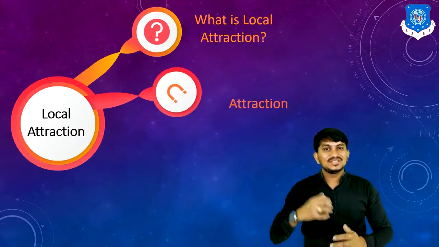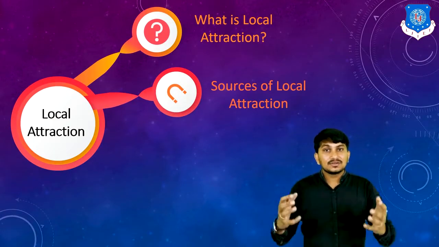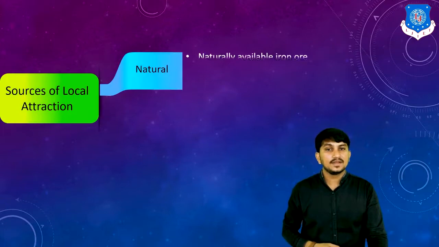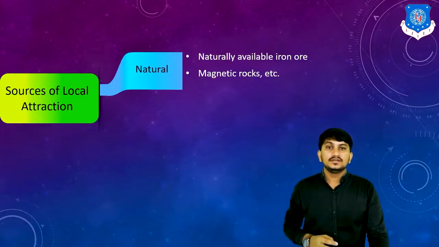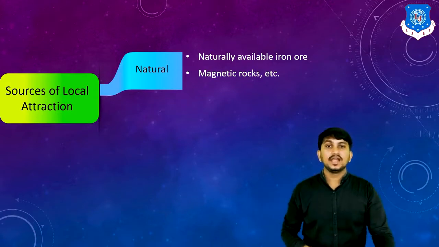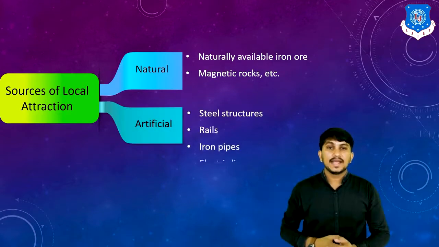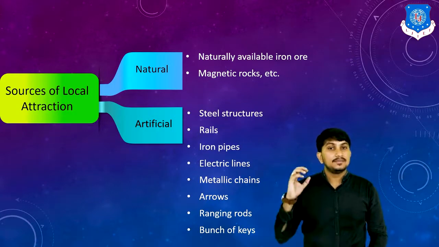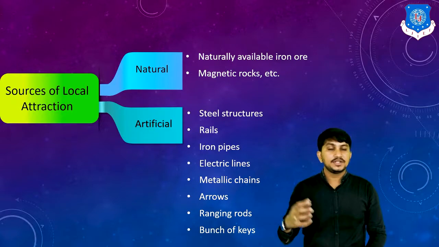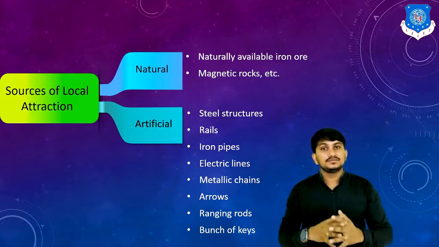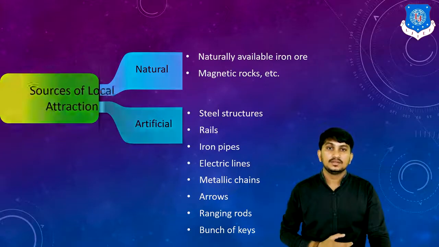Next is sources of local attraction. From where does this local attraction come? The sources of local attraction can be divided into two types. First is natural sources, which are naturally available iron or rocks or magnetic type of rocks, and artificial sources like steel structures, railways, iron pipes, electric lines, metallic chains, arrows, ranging rod, bunch of keys, your mobile phone. Okay, these are the artificial sources or man-made sources.